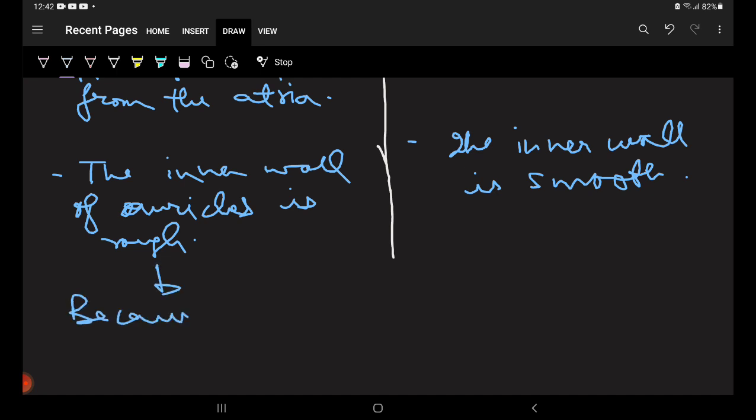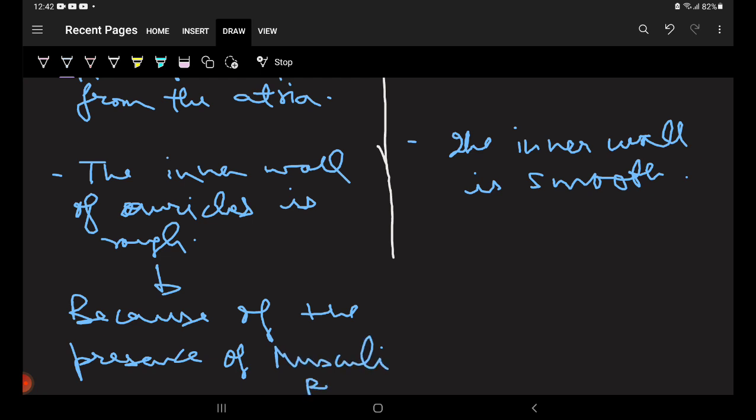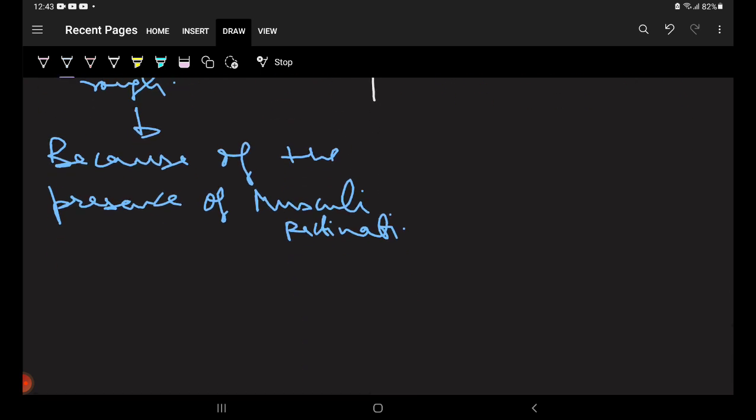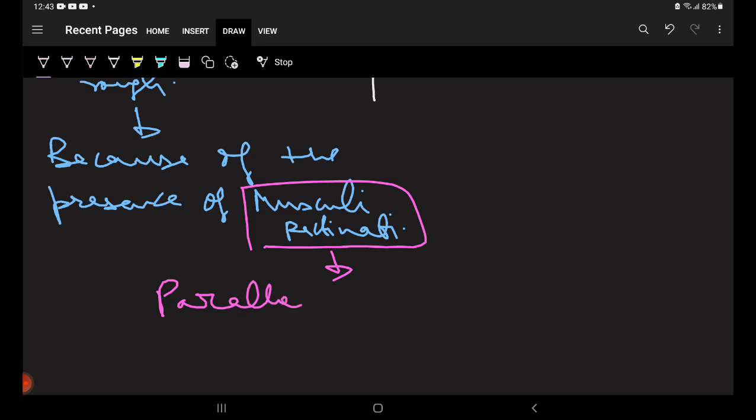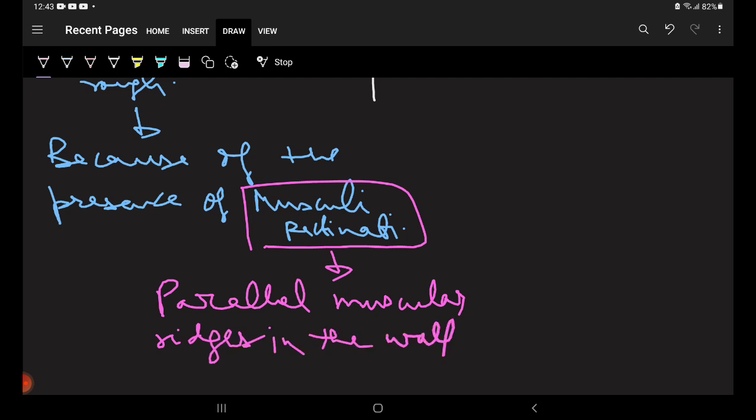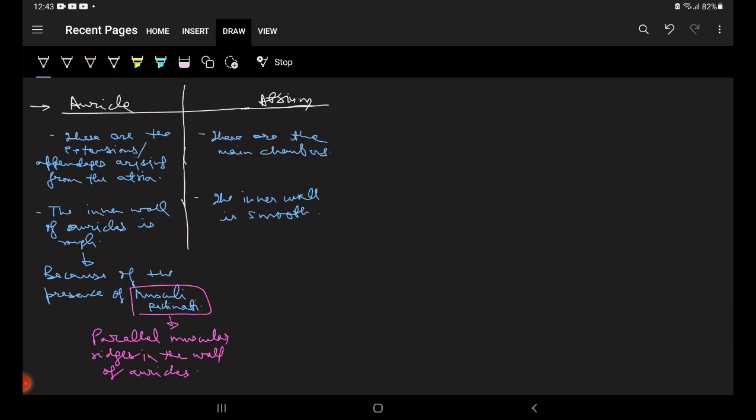Because of the presence of musculi pectinati. What are musculi pectinati? Parallel muscular ridges in the wall of auricles. Okay, so these are the two main differences between the auricle and atrium.